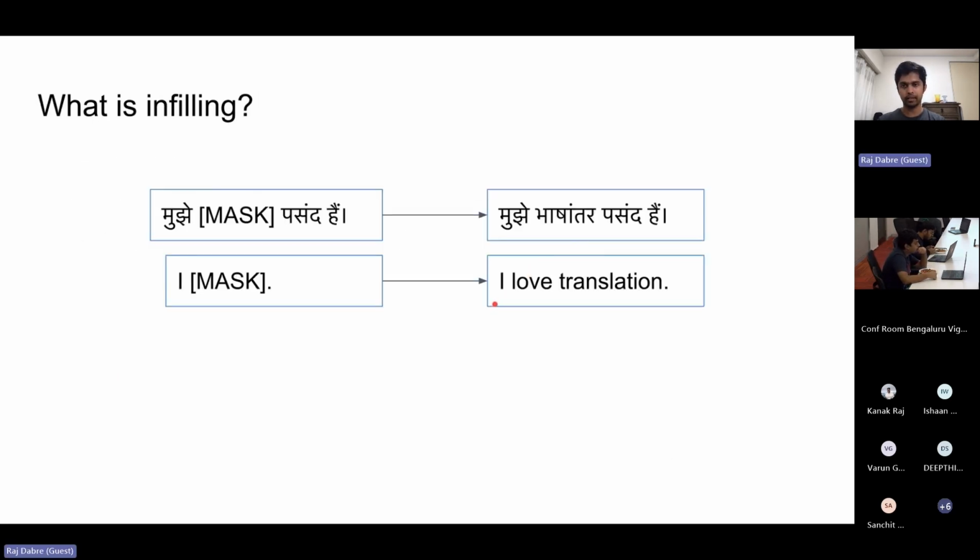So what is infilling? That is a question that was asked. Suppose you have the sentence, mujhe mask pasand hai. You want the model to predict a completion, to replace this mask with a particular word. One replacement for the word mask would be bhashantar, which means I love translation. On the other hand, it's not just words that you'll be replacing, but you can replace entire phrases, like I mask would be replaced by I love translation. So you can have not just words, but entire phrases being replaced.